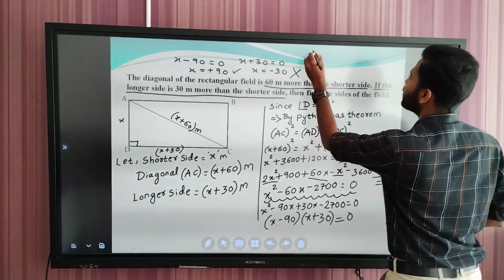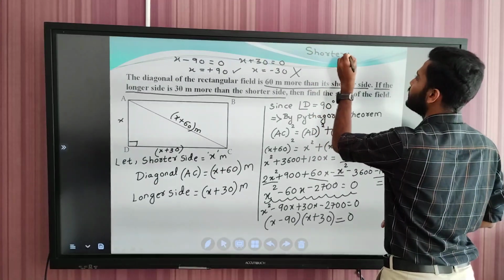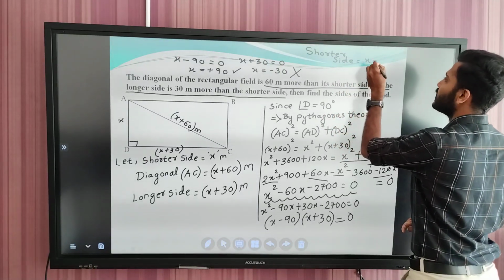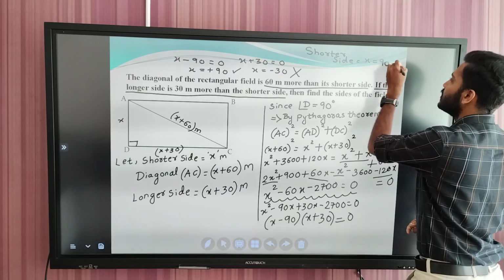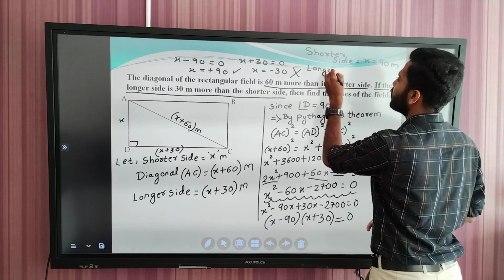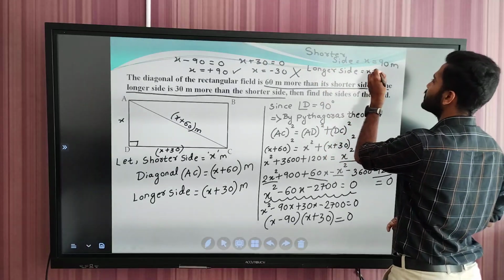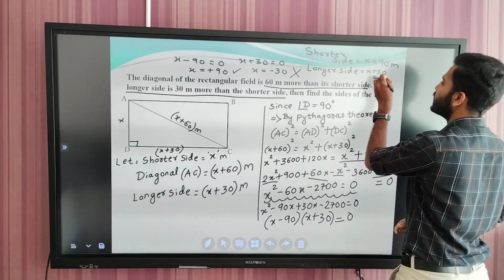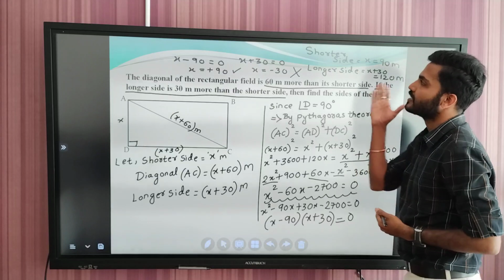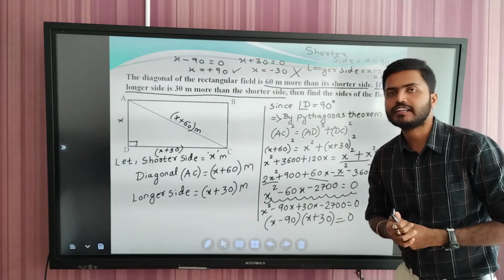So which means the shorter side x is equal to how much? It's 90 meters. Then the longer side was x plus 30, correct? x plus 30, so that would be 90 plus 30, 120 meters. Okay, so these are nothing but the length as well as the breadth of this rectangular field.